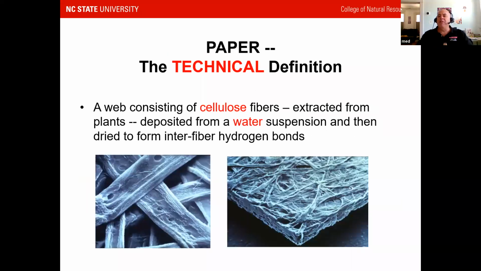But let me give you the technical definition. This group is interested in STEM topics. The technical definition of a paper is a web, a three-dimensional web consisting of cellulose fibers extracted from plants that are filtered out of a water suspension, and then when they're dried, they form natural interfiber hydrogen bonds, and you can see those fibers hyperbonded right here. Paper glues itself together. You don't have to have a glue.